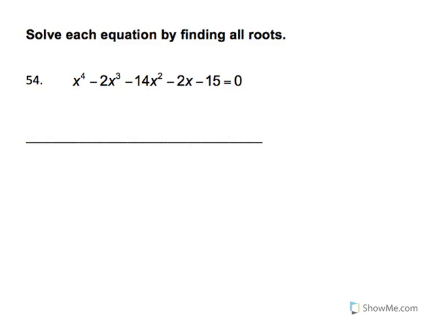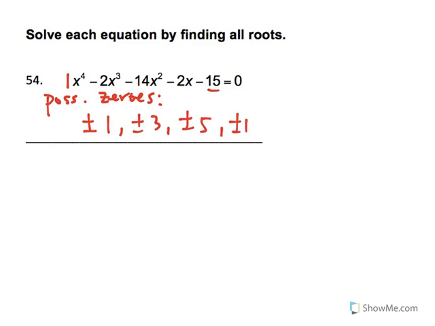Number 54, solve each equation by finding all real roots. So again, we're going to start with possible zeros, and since the leading coefficient is 1, we will just work with the possible zeros coming from the factors of the last number here, which is 15. So the possible zeros will be plus or minus 1, 3, 5, and 15.